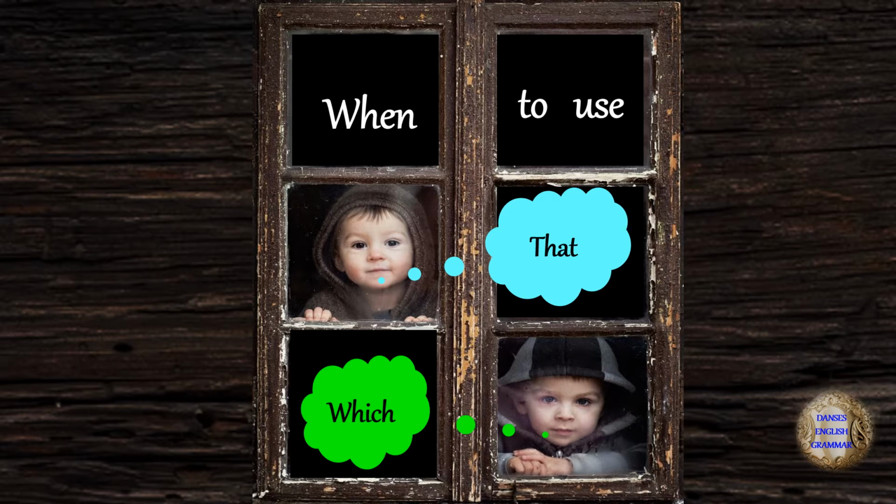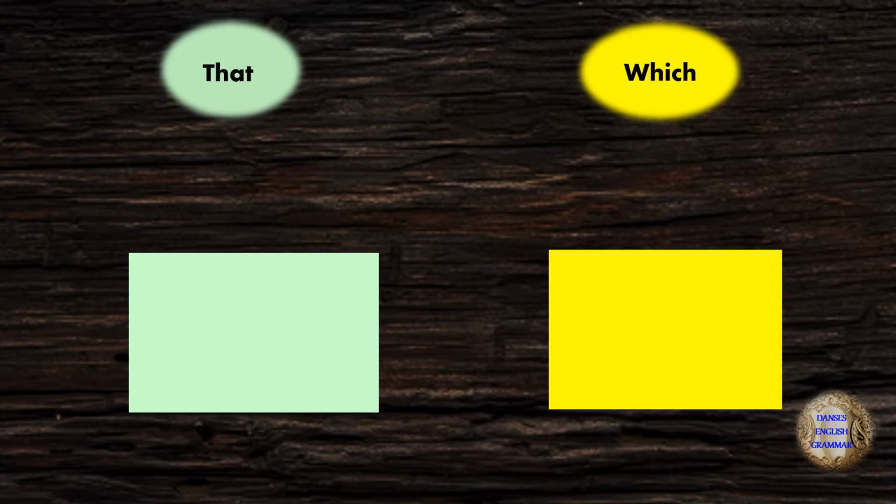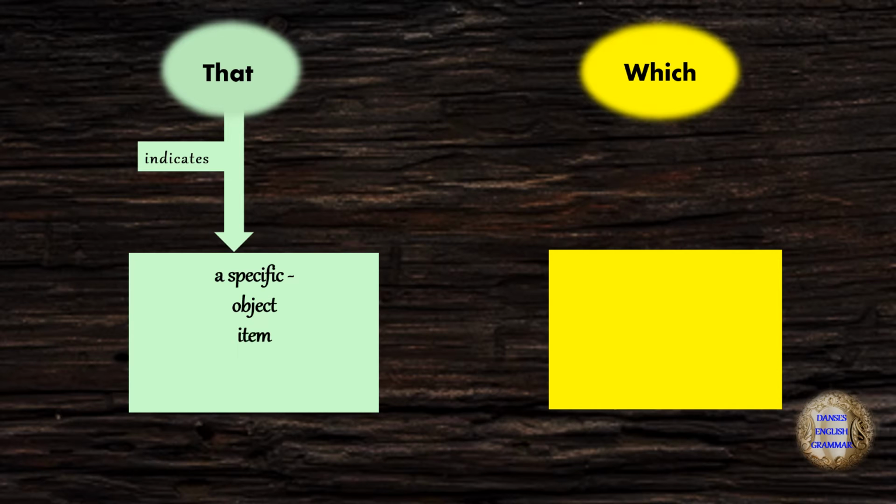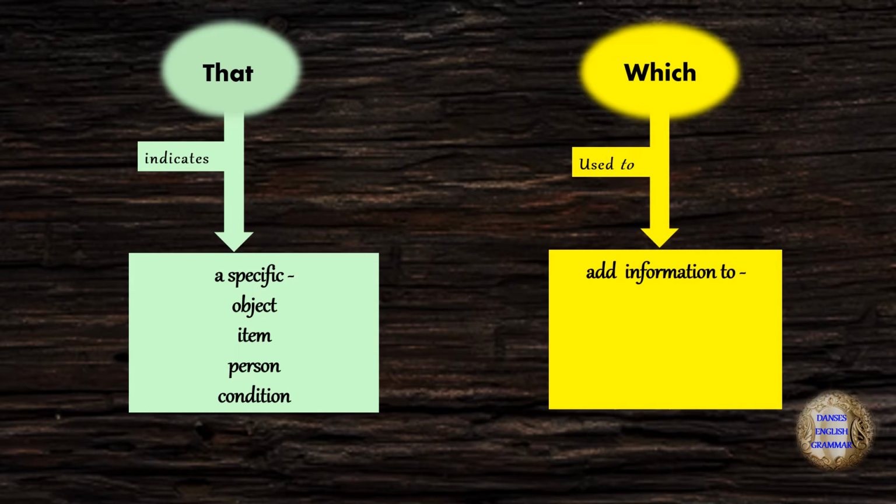So let's go into the video and get the confusion clarified. Well, that and which, what's the difference? That indicates a specific object, item, person, or condition, whereas which is used to add information to objects, items, persons, or you can even call them people, as well as situations.